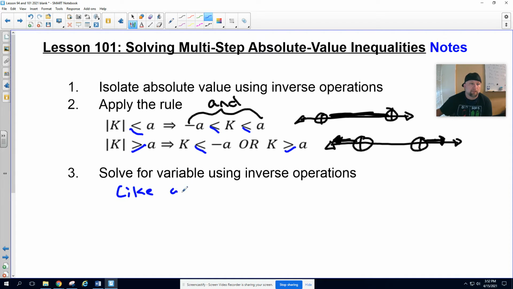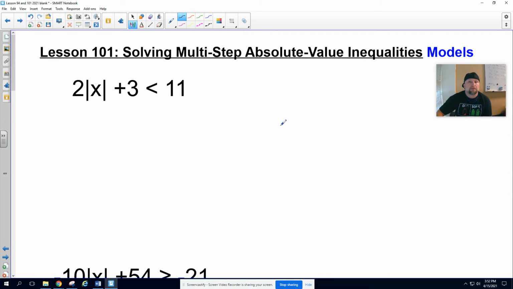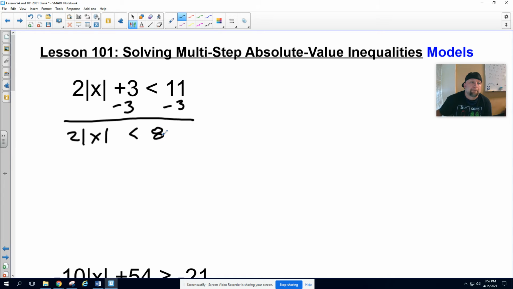So I would just say like with our compound inequalities. So some examples for this. Again, we're isolating our inequality. So we subtract 3 from both sides. That gives us 2 times the absolute value of x is less than 8.